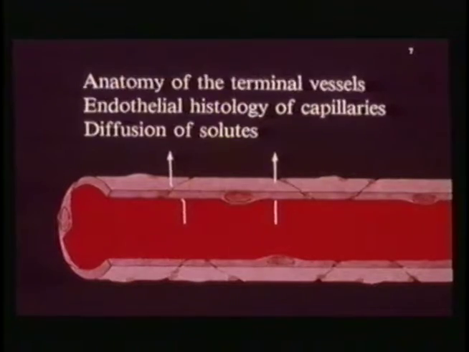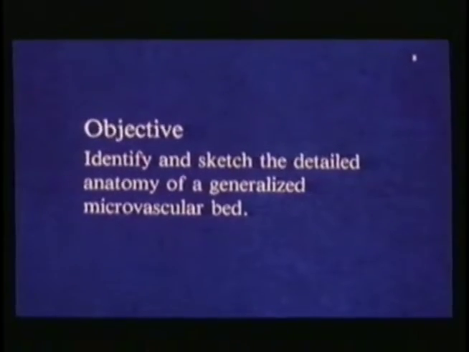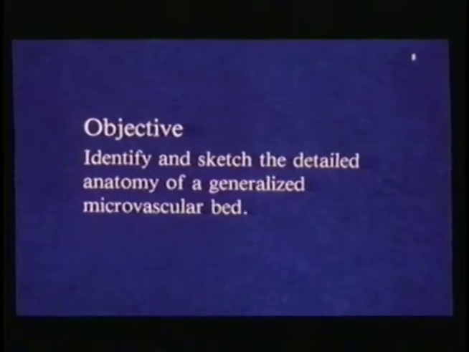7. This program discusses the anatomy of the terminal vessels of the microcirculation and the endothelial histology of capillaries relevant to the exchange of substances between blood and tissue. It also describes the process of diffusion of solutes across the capillary wall. 8. Your first objective is to be able to identify and sketch the detailed anatomy of a generalized microvascular bed.